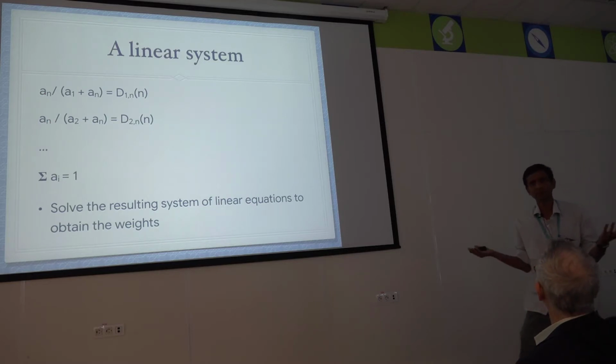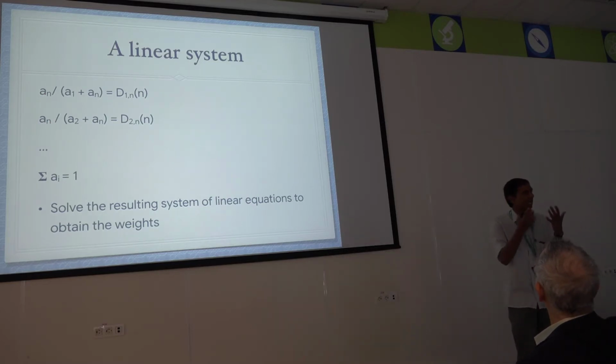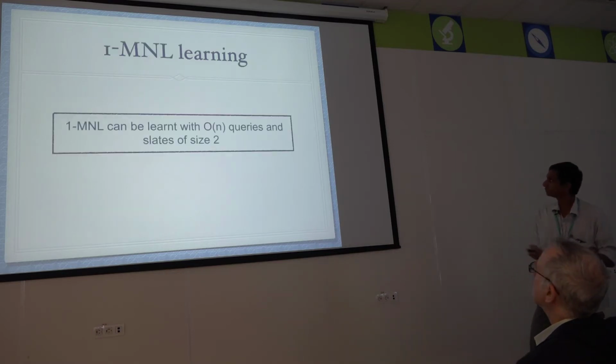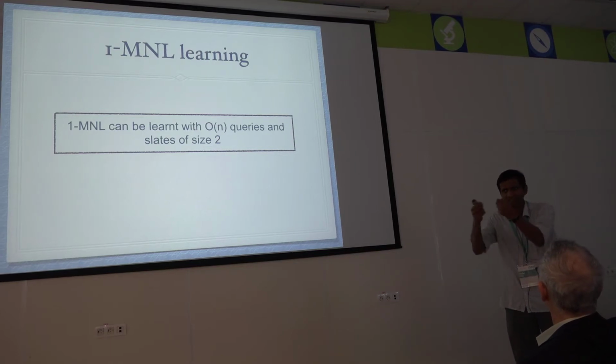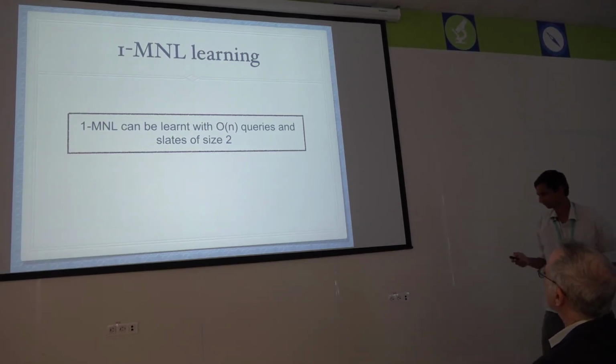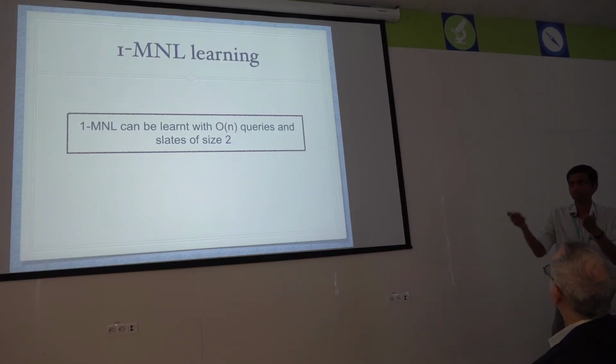It's a very easy problem, right? So I can learn MNLs in a very trivial way by just querying this. So MNLs can be learnt with a linear number of queries, using slates of size 2, because I just need to ask, between these two items, which one do you prefer? Or actually, the probability that you prefer one over the other.